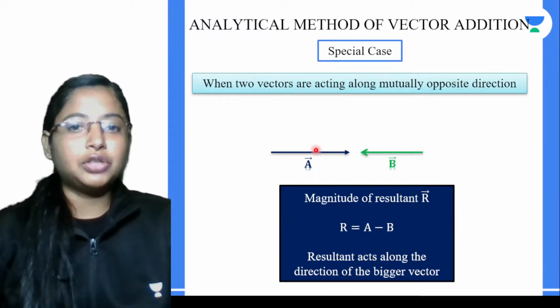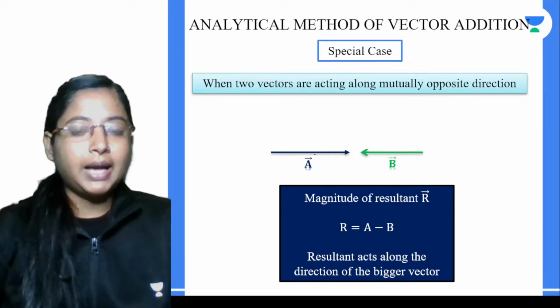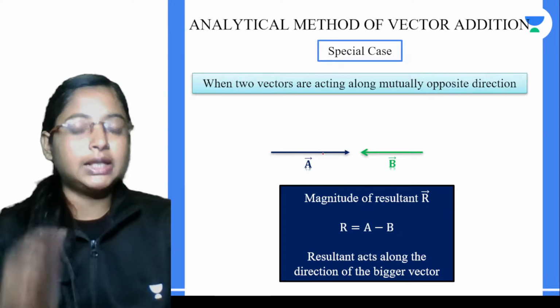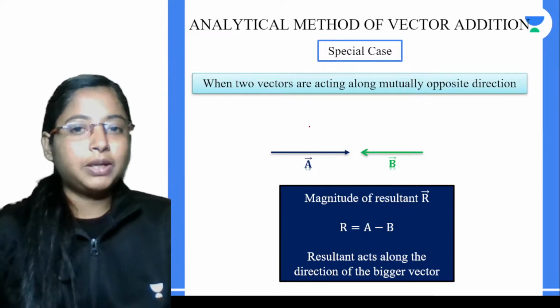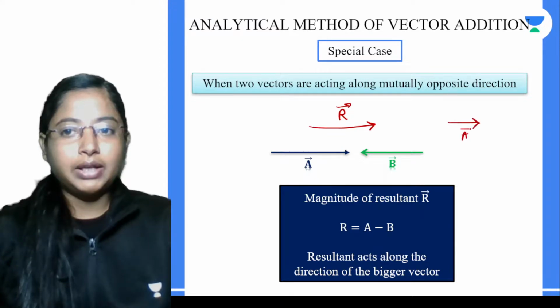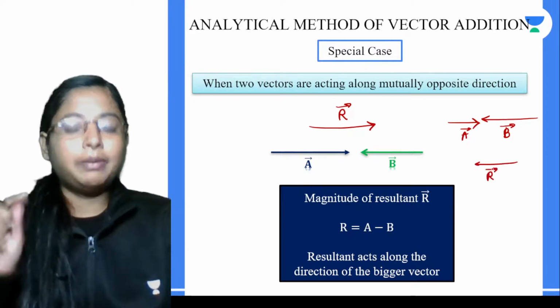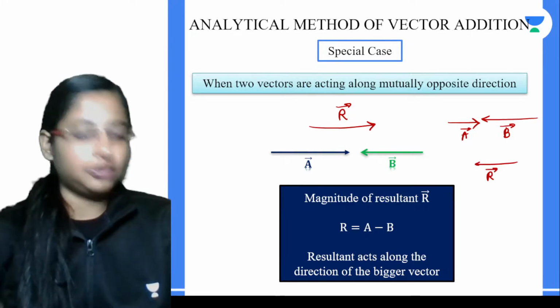Obviously, what will be the direction? Look at the length of the vector. Whichever of these two vectors has a bigger magnitude, look at the length, since length gives you the magnitude of the vector. So if A vector is bigger, the final resultant will be along A vector. For example, if this is A vector and this is B vector, and B is bigger, the resultant will be along the direction of B vector. Whichever has the biggest magnitude determines the direction of the final vector.